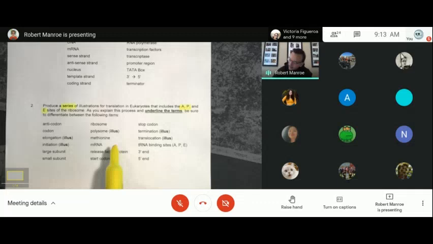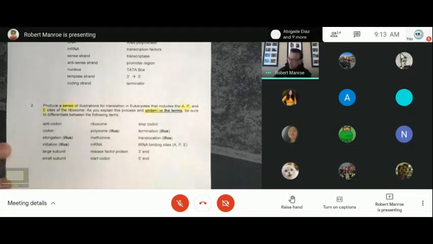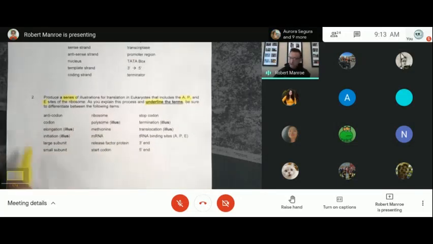Okay, let's see. As you explain this process, help me out. Underline the terms. Okay. And then there are a number of terms here. So I strongly recommend that as you go through these, right, check them off, circle them, scratch them out, box, I don't know what you want to do, but be sure to check these off, okay?